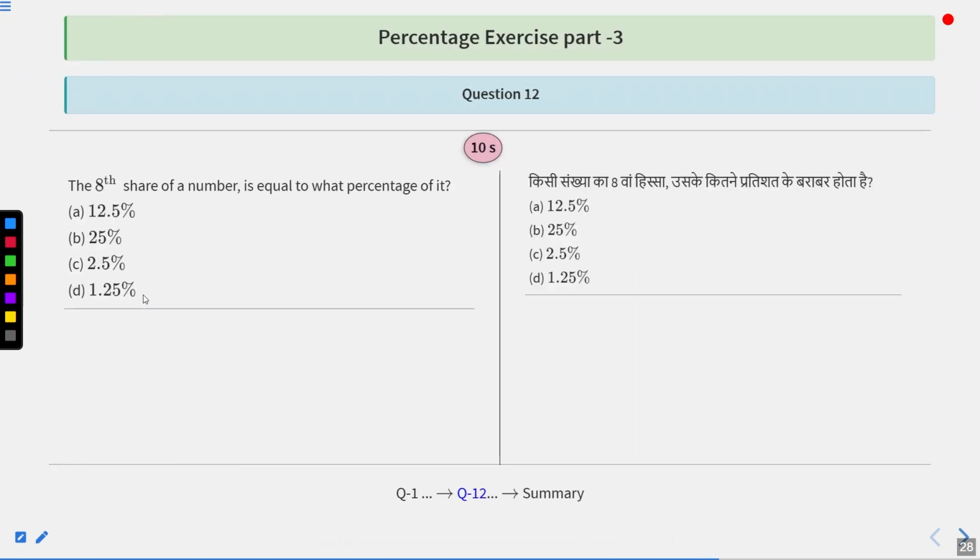Next. The eighth share of a number is equal to what percent of it? Options are given to you: 12.5%, 25%, 2.5%, or 1.25%. And you have 10 seconds to find out the correct answer.